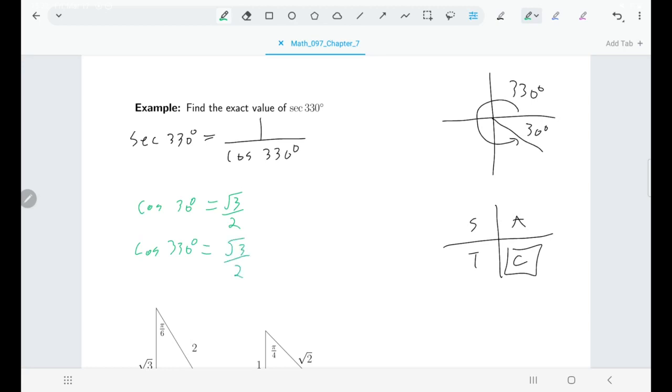So that means if we were looking for secant of 330 degrees, now that we know what cosine of 330 degrees is, secant should just be the reciprocal. Cosine of 330 is root 3 over 2, positive. So secant of 330 should be the reciprocal, 2 over root 3. And of course, rationalize our denominator. So 2 root 3 over 3.